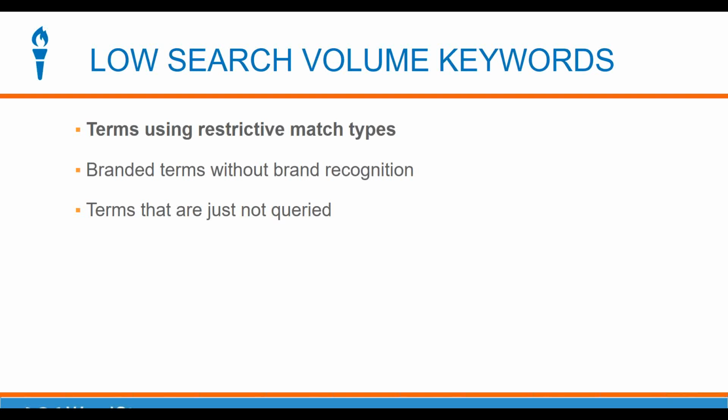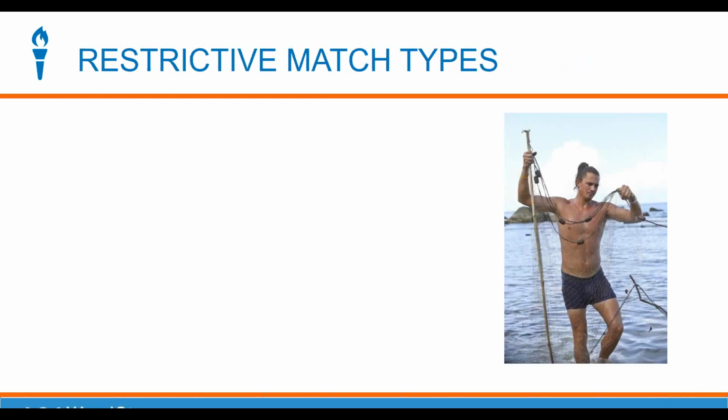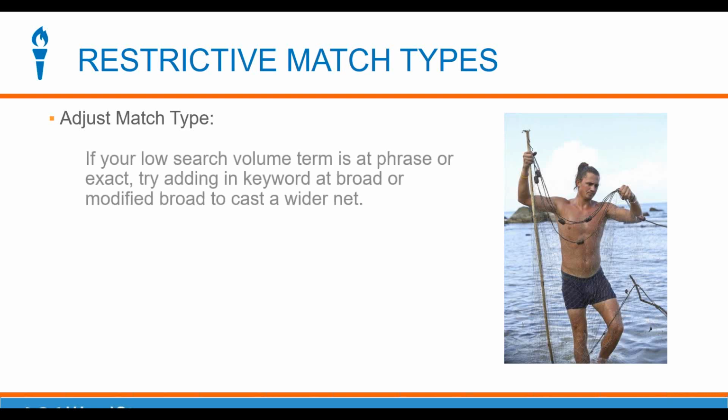So let's start first with our restrictive match types. There are a couple of cases that can help out with this. The first option would be to adjust the match type. So obviously, if your low search volume term is at phrase or exact, what you can try doing is adding in that very same keyword at broad or modified broad to hopefully cast a wider net.